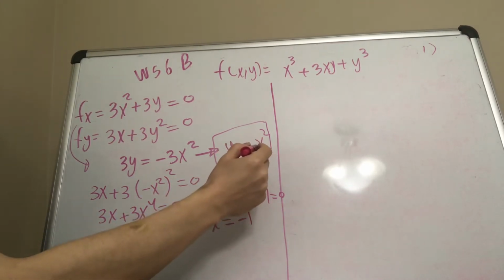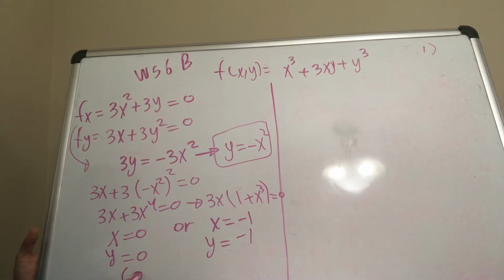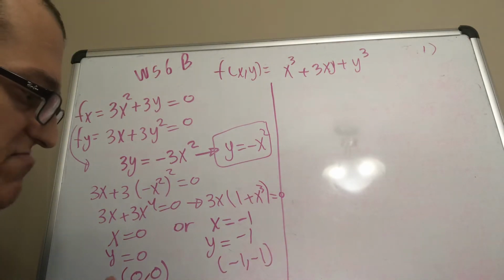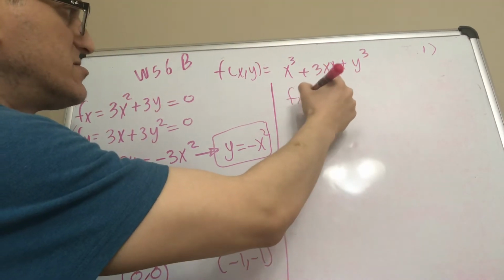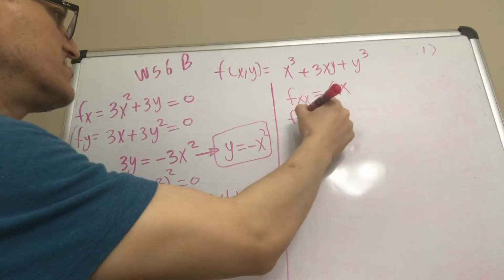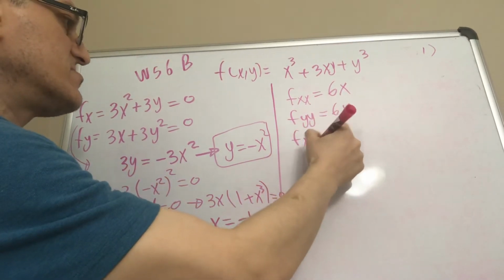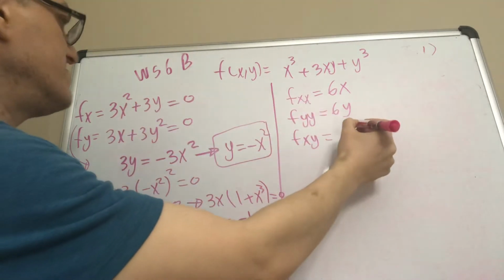When x is minus 1, squared is 1 times negative, so y is minus 1. So you have 2 points: the 0, 0 and the minus 1, minus 1. We need to know if these points are max, min, or saddle. So we need the derivative with respect to x again, that's 6x. Derivative with respect to y again, 6y. And whatever we did with x, we do in terms of y, and that would be 3.